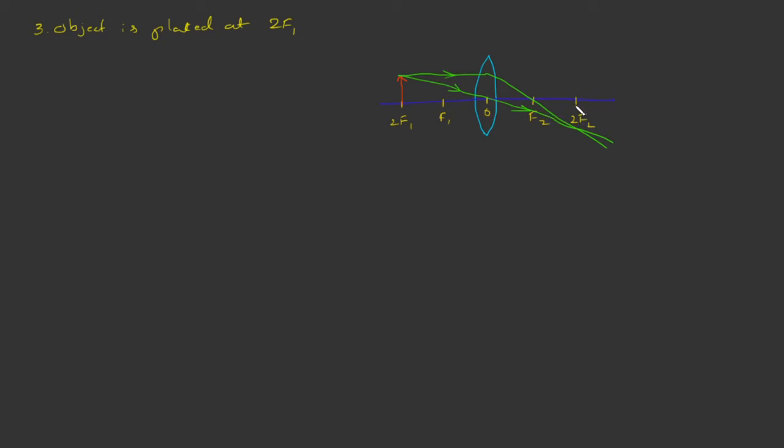So you can see the image is formed at 2f2. So here you can observe the image is formed at 2f2. And what is the size of the image? You can see it has the same size as the object. Third point you can observe here is that the image is real and inverted. So if the object is placed at 2f1, the image is formed at 2f2, of the same size, real and inverted.